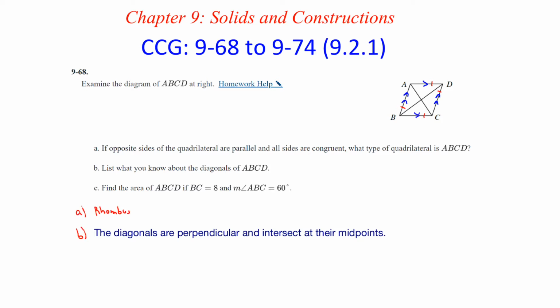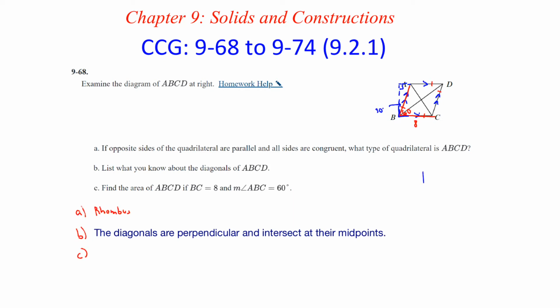All right, on to part C. Find the area of the rhombus ABCD if BC is equal to 8 and angle ABC is 60. So this angle right here is equal to 60. So what we can do, we need to figure out what the height of the rhombus is. So we'll create a right angle right here. If this is 60, then we know that this also creates a right angle. So this angle right in here would need to be 30 degrees. So we are looking at a 30, 60, 90.